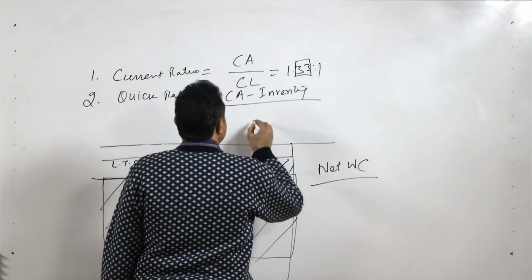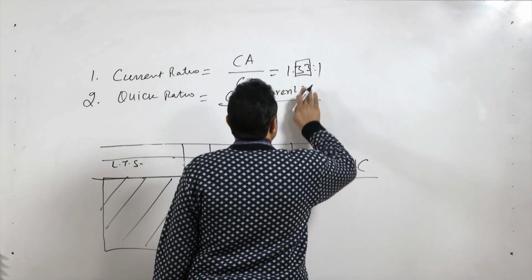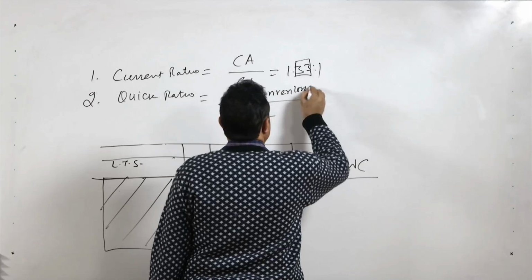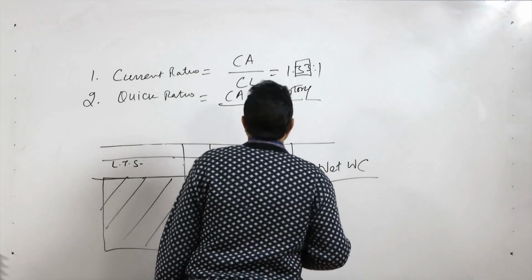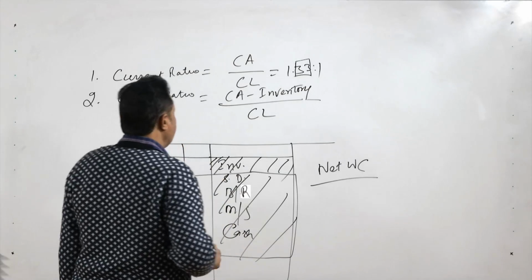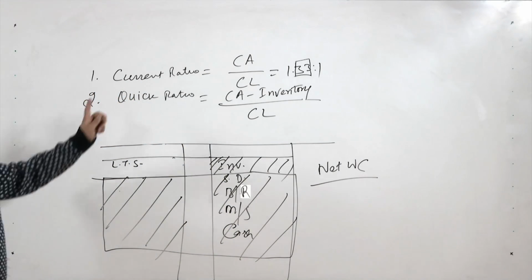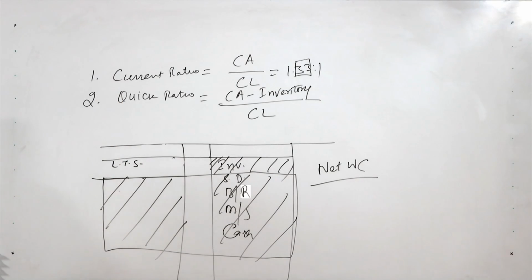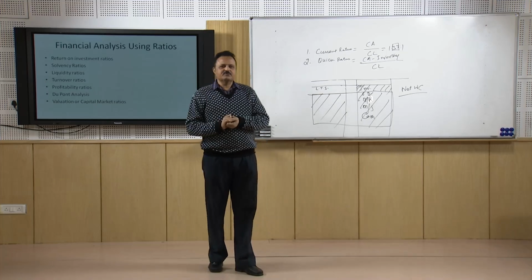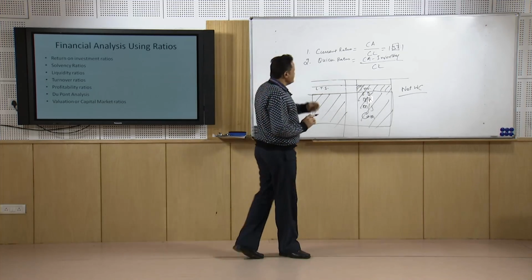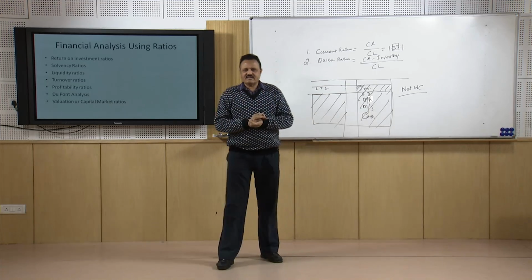Current assets minus inventory, divided by the current liabilities. Now, as I told you, we are moving towards a narrower analysis of liquidity. First we judged liquidity from the broader perspective, which is the current ratio.